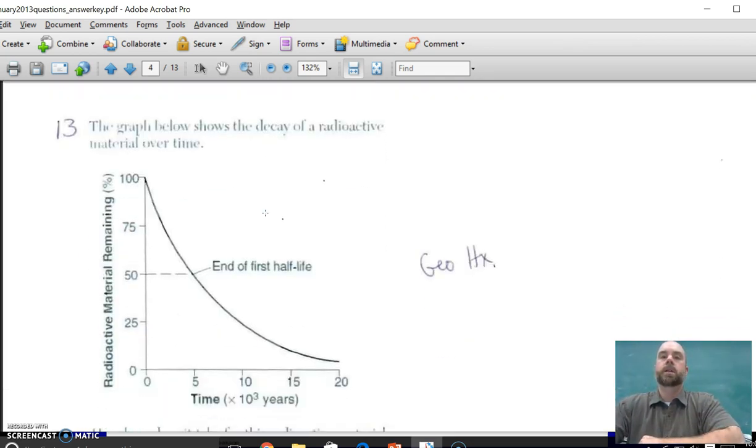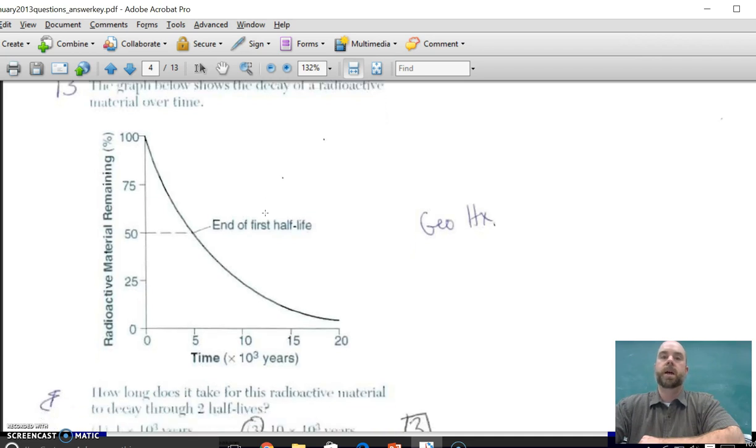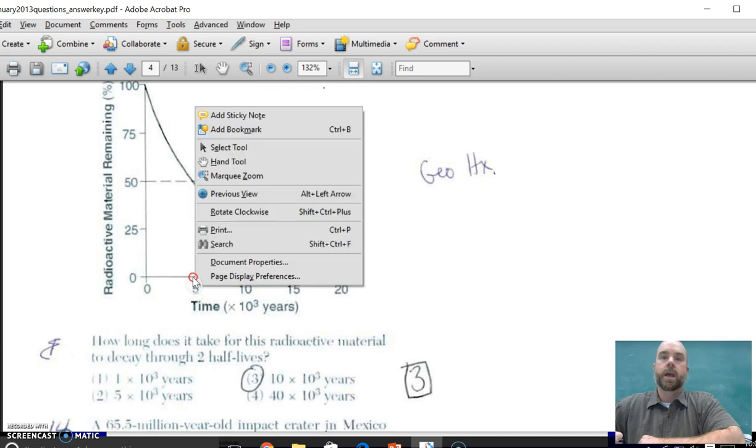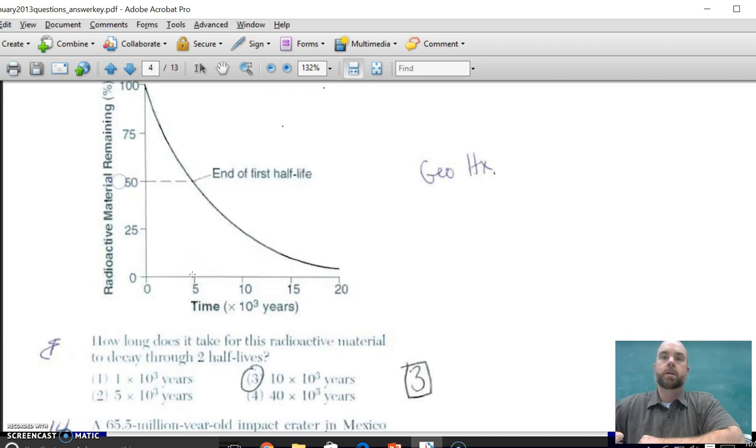All right, number 13. The graph shows the decay of radioactive material over time. How long does it take for this radioactive material to decay for 2 half-lives? So we know that after 1 half-life, we go up here, and in 1 half-life, 50% of the radioactive material became the daughter. So if we have 50% of the material, we know that 25% is going to be left over on the second half-life, which is 10 times 10 to the third. So your answer is number 3.